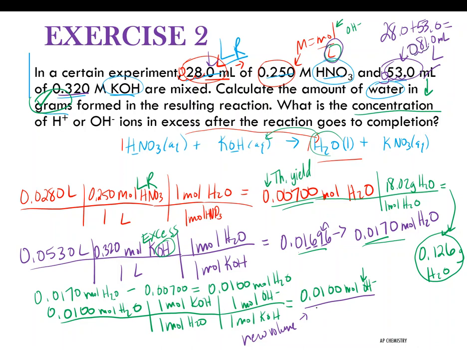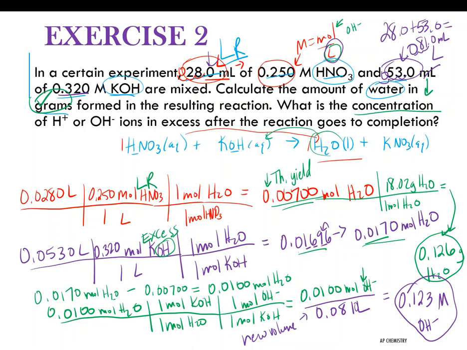So 0.081 liters. There's a 0 in there too, and then when you divide this out, you should get 0.123 molar of hydroxide. Just going to check it real quick, but I'm pretty sure that's what we should get. Yes. So this would be the concentration extra still floating around in the beaker of the hydroxide.